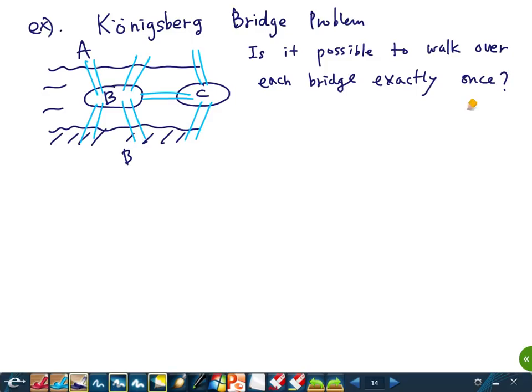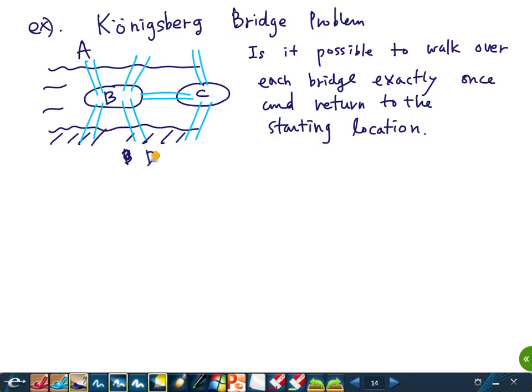Oh, and let's say, return to the starting location. But of course, we assume that we don't really fly. Oh, okay, this is D. Once you reach from B to A, you cannot really go from A to D without using these bridges, right? That's assumed.